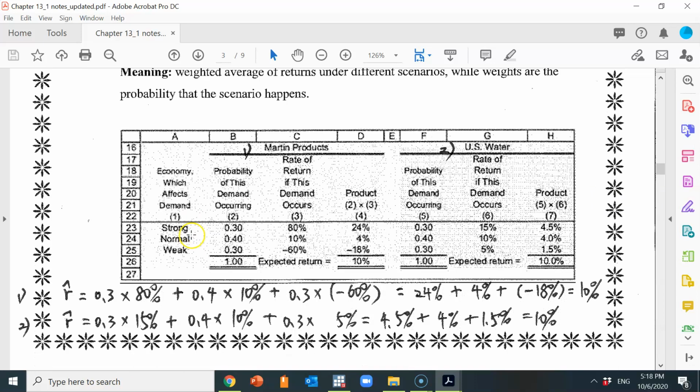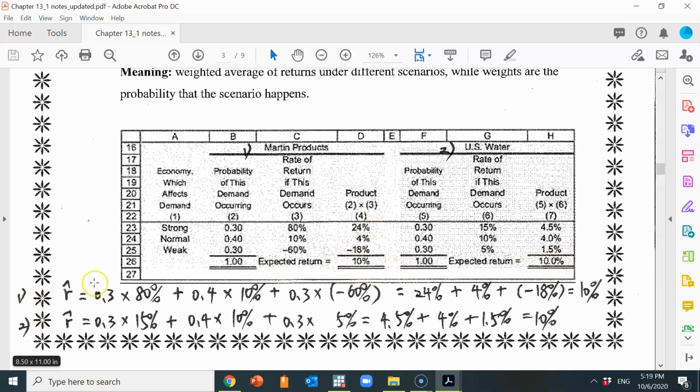For example, we have 2 companies here, Martin Products and US Water, and we have 3 scenarios here. The economy, which affects demand, could be strong, normal, or weak. And for each scenario, we have the probability of 0.3, 0.4, and 0.3. All the probabilities add up to 1. And in each scenario, we know the rate of return of each firm. Okay, so we can use the 3 probabilities multiplied by 3 returns. So we have 3 numbers here, added up, and we would have the expected return of the 2 firms.